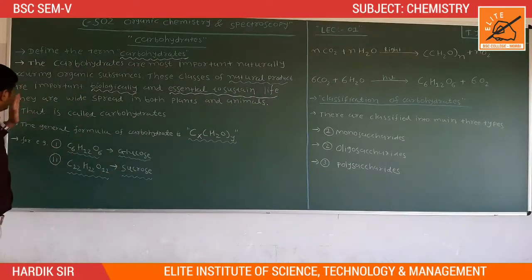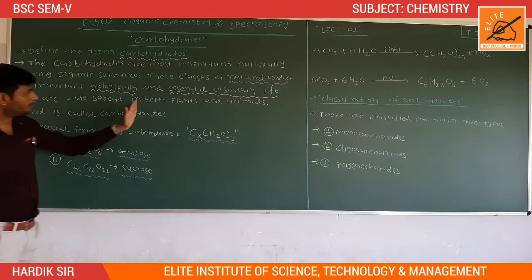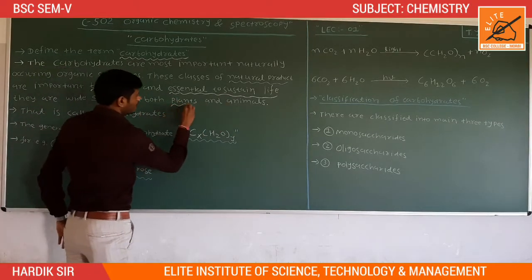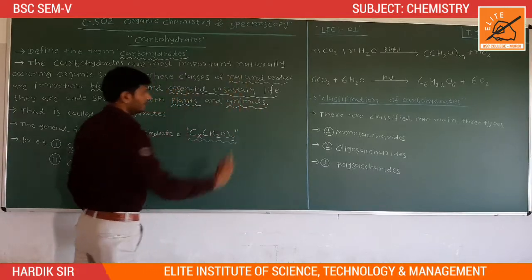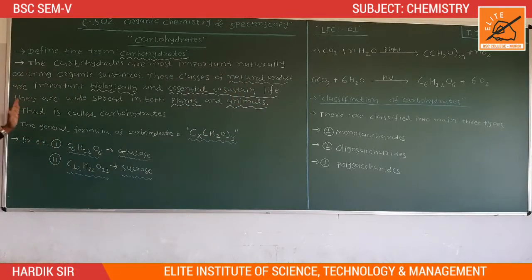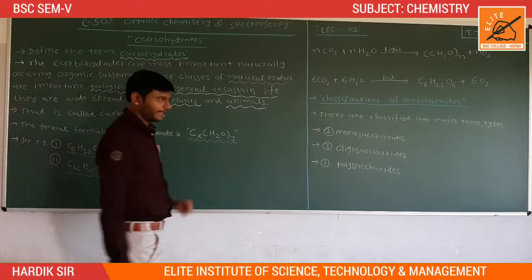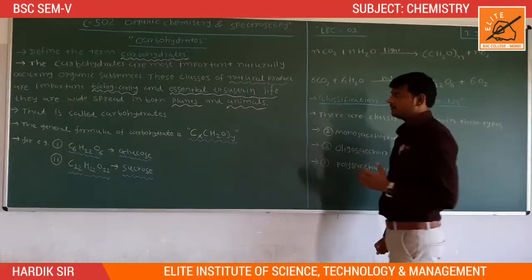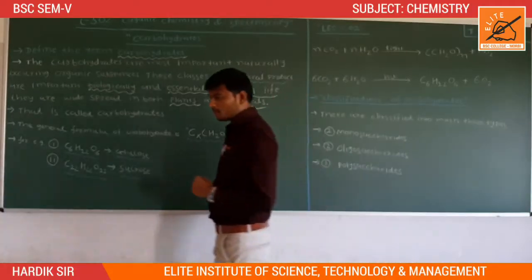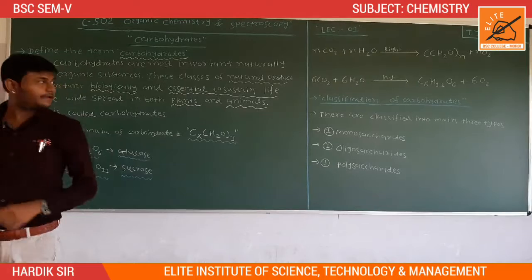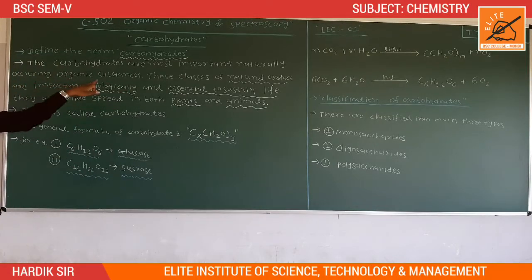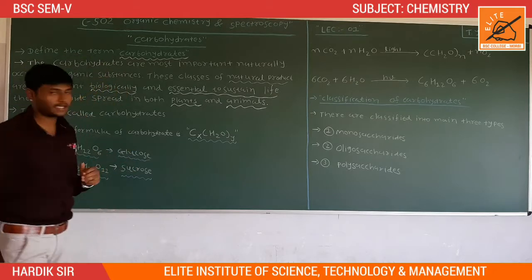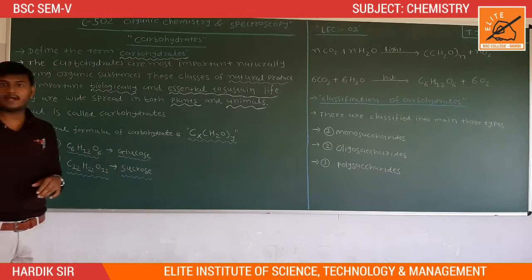They are widespread in both plants and animals, and humans. So we require carbohydrates in our body. Carbohydrates are naturally occurring organic substances and also natural products. Carbohydrates are natural products, prepared by nature.